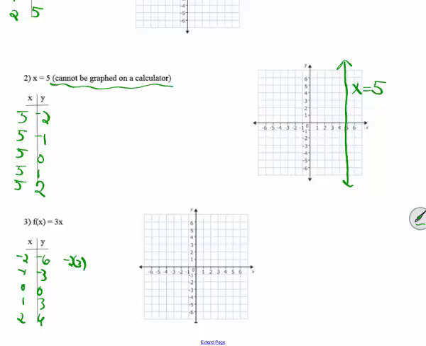So when I graph it, we're going to have (-2, -6), (-1, -3), (0, 0), (1, 3), and (2, 6). And you should always use a straight edge, whether it's the edge of a binder or an actual ruler. And of course, we want to label this f of x equals 3x. All right, hopefully not so hard. So those are linear functions, straight lines.